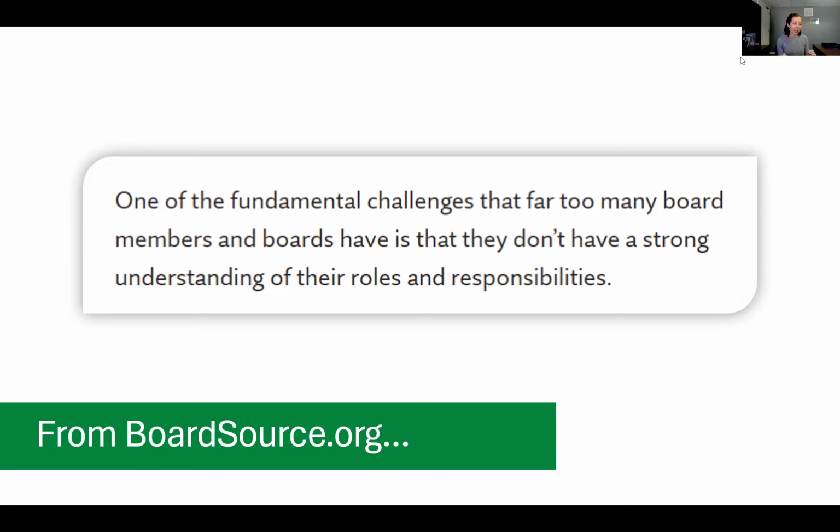It sounds really basic, but one of the fundamental challenges that a lot of boards have is that their board members just don't have a strong understanding of what it is essentially that they were brought onto the board to do. What are their roles and responsibilities?